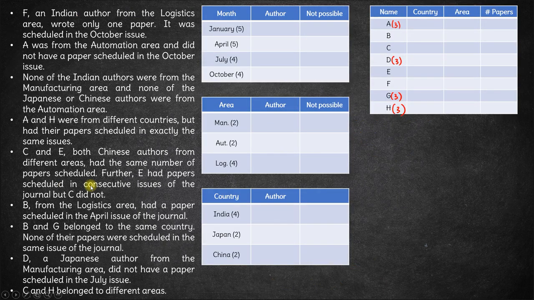Okay, and these are the additional conditions given to us. So let's look at these additional conditions and fill in these tables here. Now it would help if you fill these tables simultaneously. If you try to fill only two of these tables simultaneously, you can still do it, but you'll have to think a lot more. If you make these tables and fill them simultaneously, you'll get a very clear picture of what is happening. So let's start first here. F, an Indian author from the logistics area. So we have F. F here is an Indian author.